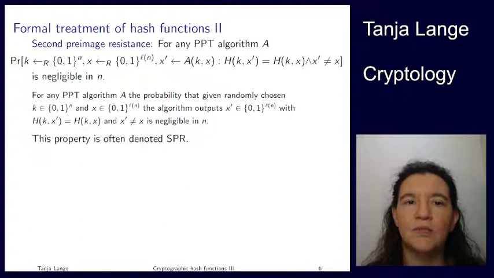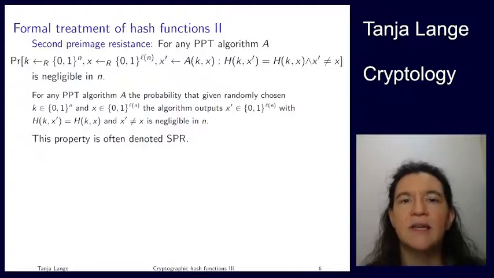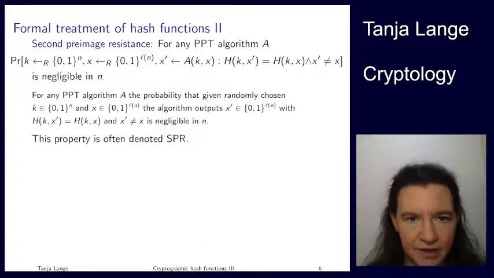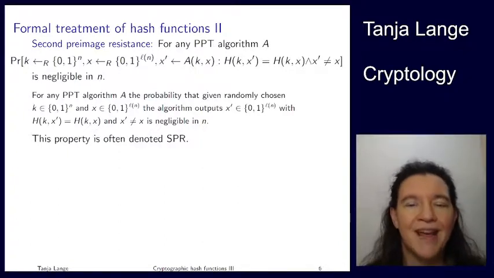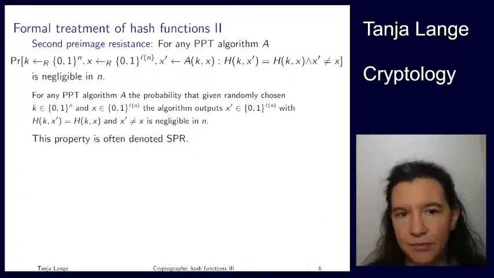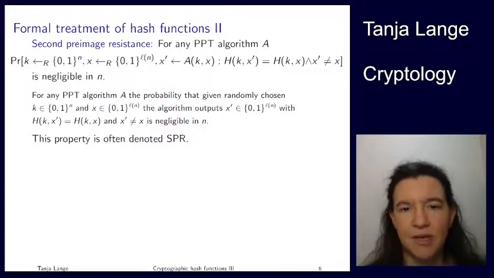And then what second preimage resistance means is that for any probabilistic polynomial time algorithm A, this probability is negligible in n. So there exists no efficient algorithm. And this is second preimage resistance, so SPR.